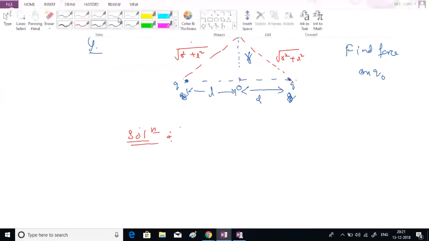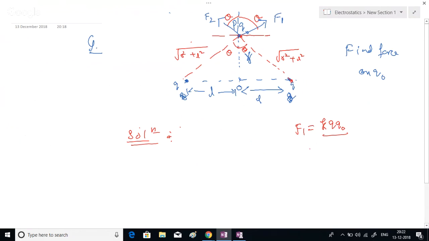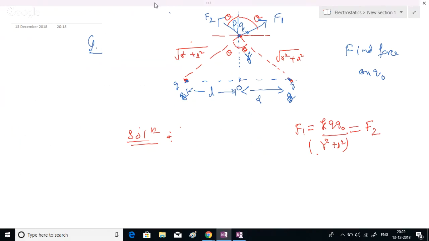Now let us take this angle to be theta. By symmetry this angle will also be theta, and this is also theta by vertically opposite angles. The magnitude of F1 is equal to K Q naught divided by the distance square, that is r square plus l square. F2 has the same distance and same charges, so its magnitude equals F1. Let us call this F. Now I can take components: here F1 sine theta, and here F1 cos theta.